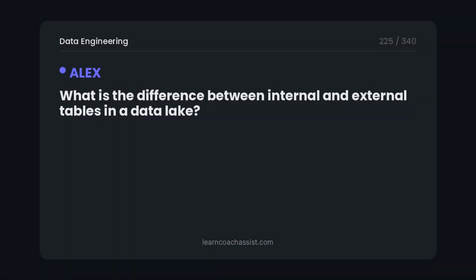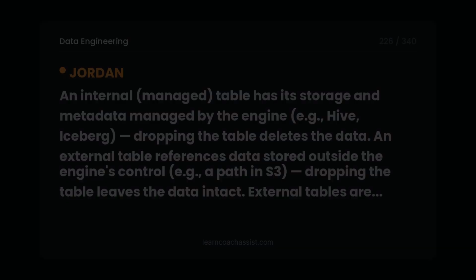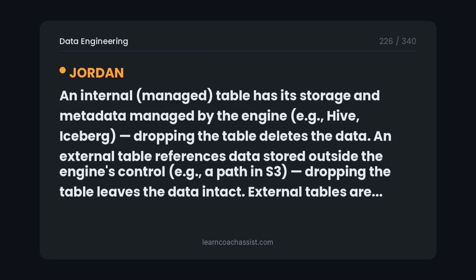What is the difference between internal and external tables in a data lake? An internal, managed, table has its storage and metadata managed by the engine, e.g., Hive, Iceberg. Dropping the table deletes the data. An external table references data stored outside the engine's control, e.g., a path in S3. Dropping the table leaves the data intact. External tables are standard for data lakes because the data outlives any single engine.